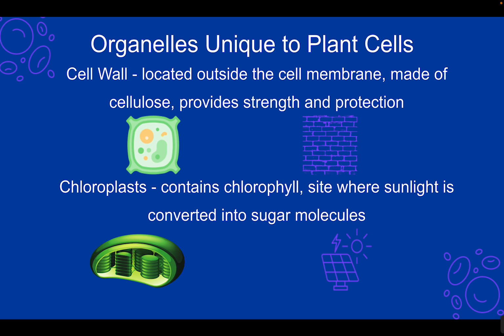The first one is the cell wall. So this is an extra layer around the cell membrane. Plant cells still have a cell membrane, they just get an extra layer of protection around it. Their cell wall is made of a sugar called cellulose. You've actually probably heard of the word cellulose, just as a different word called fiber. When you eat lots of fruits and vegetables, you get lots of fiber. It's the cellulose in those cell walls.